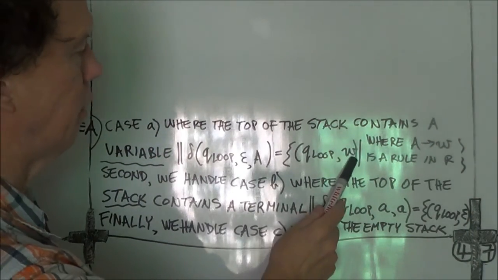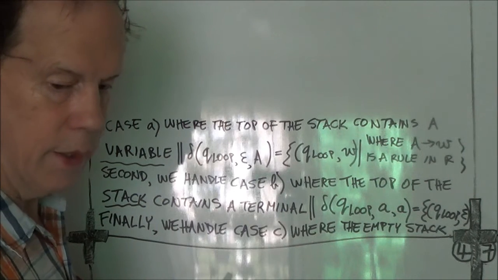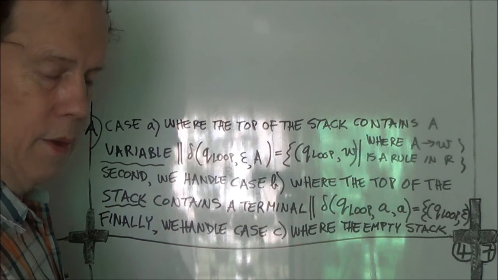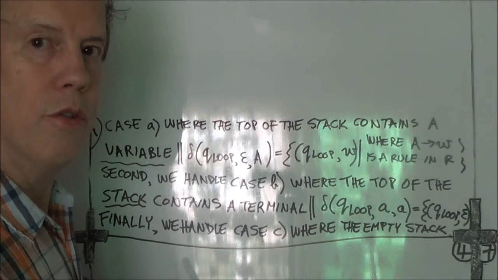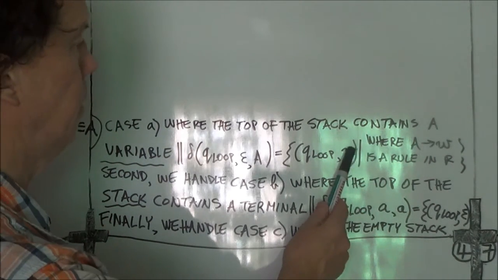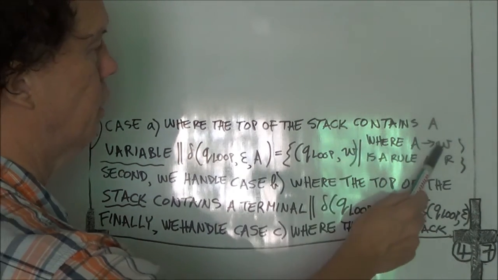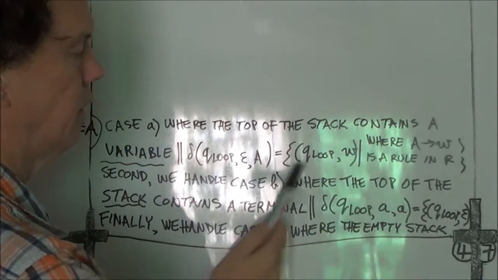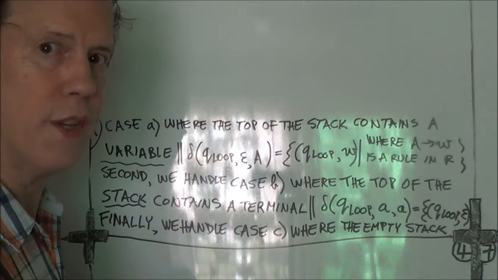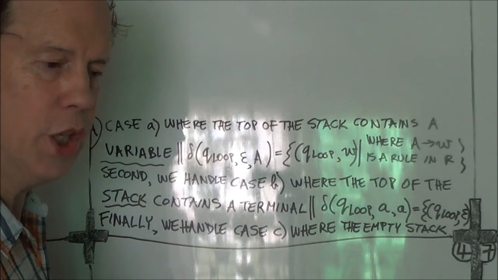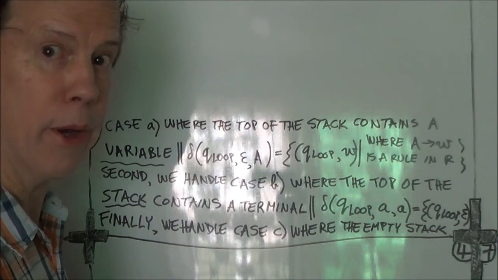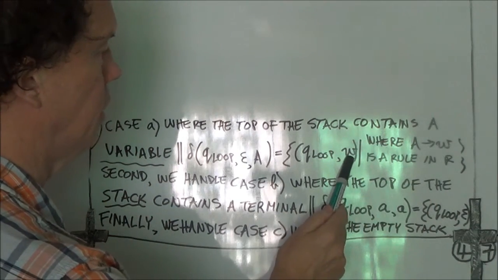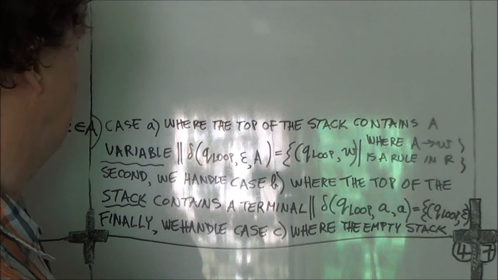And the second member of the ordered pair, that's the string, the symbol that you push onto the stack. So we will push this string, this right-hand side of this grammar rule. Okay, so that's causing the machine, the PDA, to behave like a grammar. That's the whole point. So we take this right-hand side and we push it onto the stack.